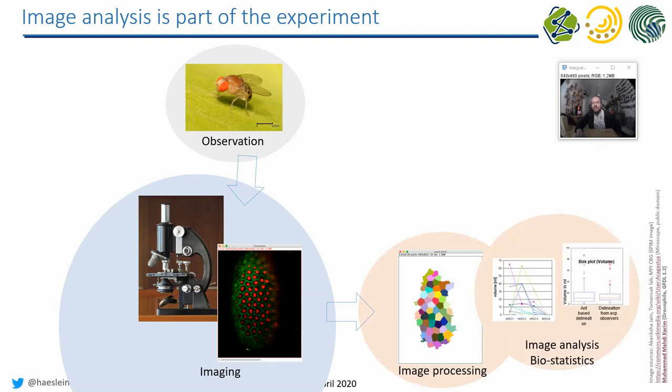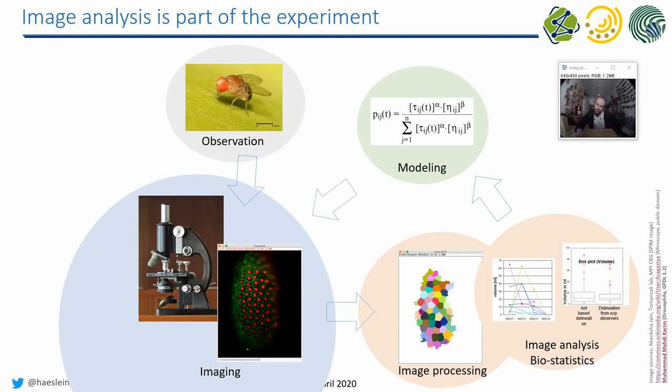And then we do image analysis. So we get numbers out of the image. And then we can do, for example, some modeling. Then we have a theoretical, physical, biophysical model of what is happening. And this model allows us to set up a new experiment and to go back to the microscope and check if our model actually fits the data.